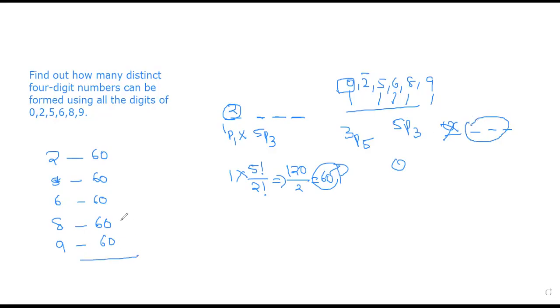So what is the answer, students? Here just try to add 1, 2, 3, 4, 5, that is 5 into 60. What is the answer here? 300 ways. Very important. Okay, students, just try to note that. Observe carefully, and let's go for my next question.